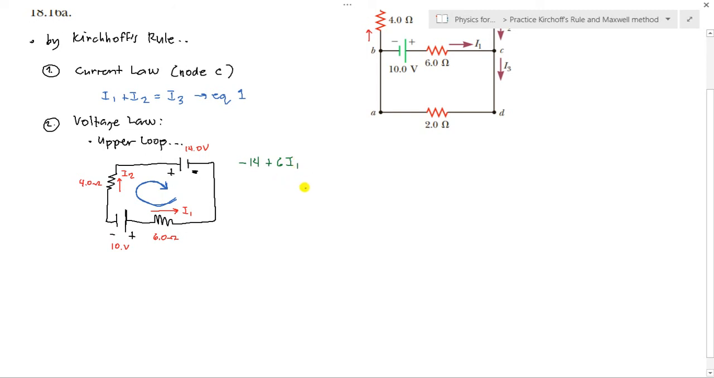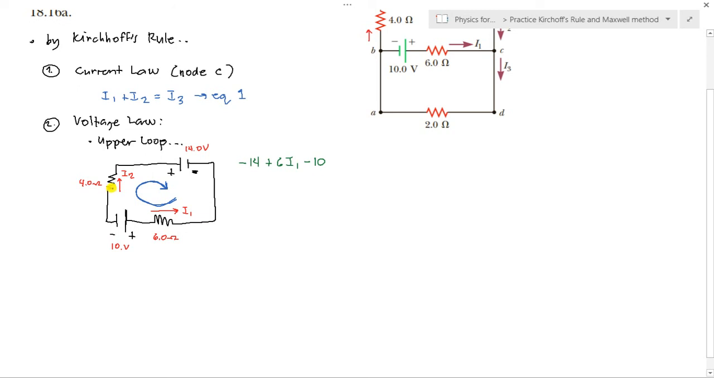Okay, then we pass through another battery. Here, with our assumed blue direction, the battery goes from positive to negative. So what does that mean? We have minus 10. Okay? Minus 10 volts.